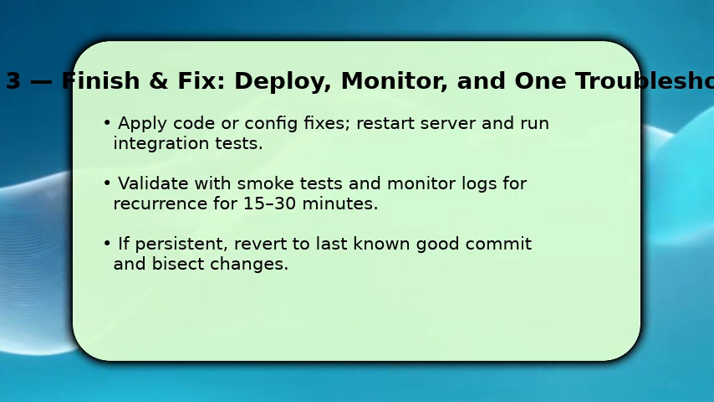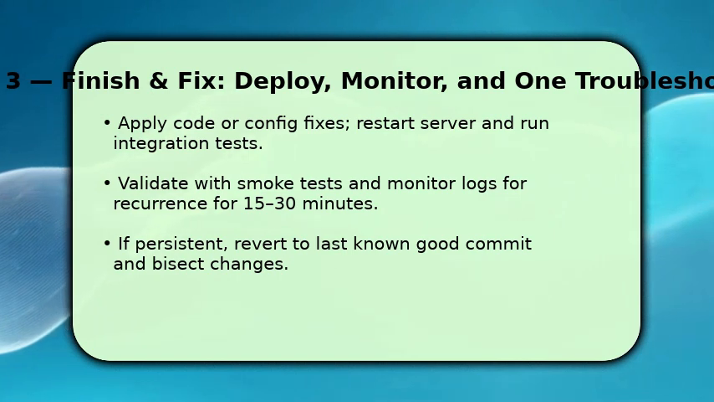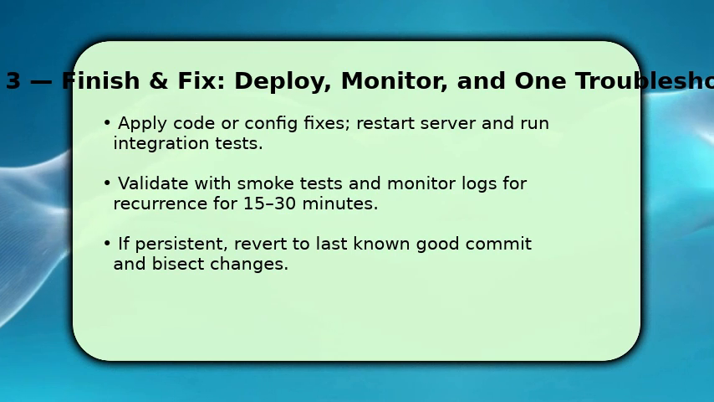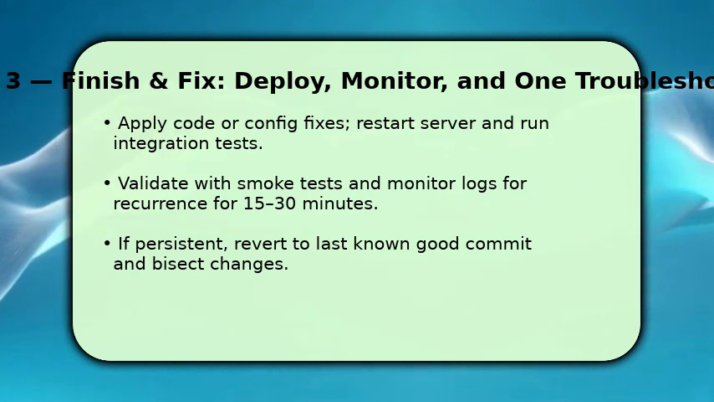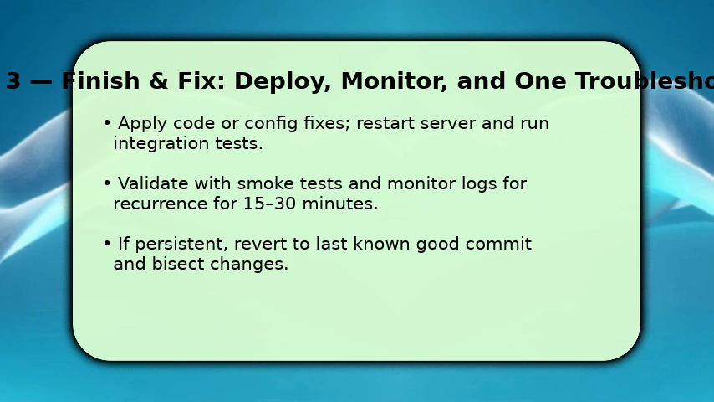if thresholds changed. If the error persists, revert to the last known good commit and bisect recent changes to isolate the regression. As a key troubleshooting tip, reproduce the issue in a staging copy to avoid production impact.